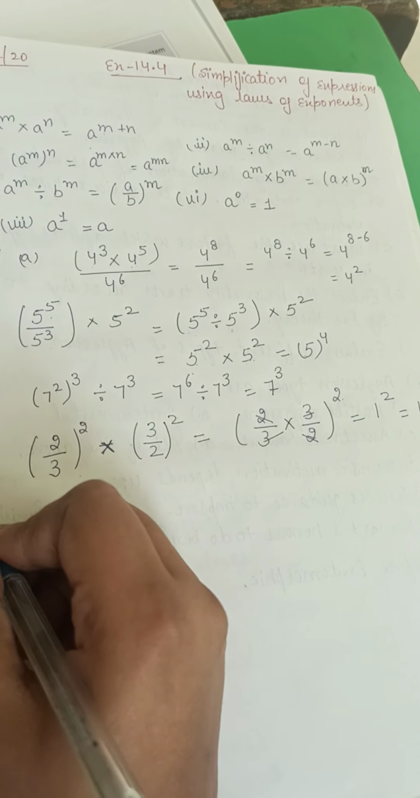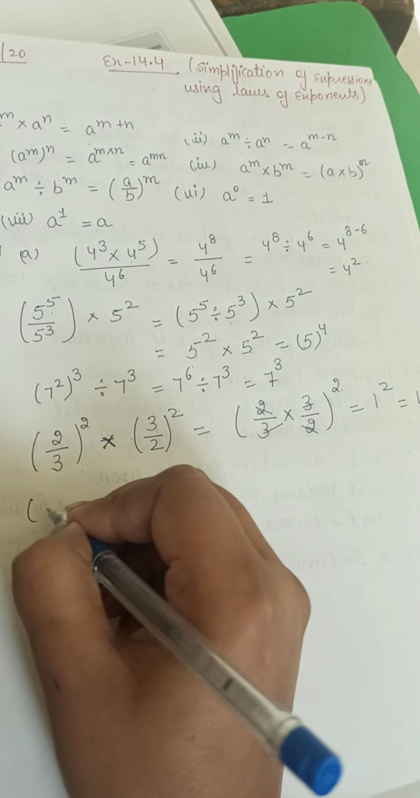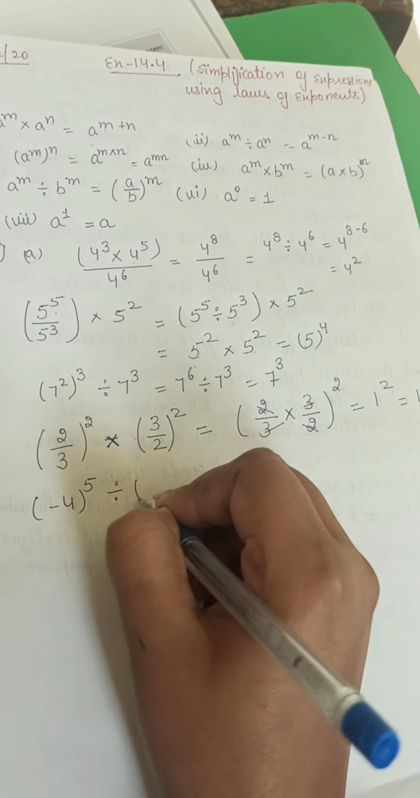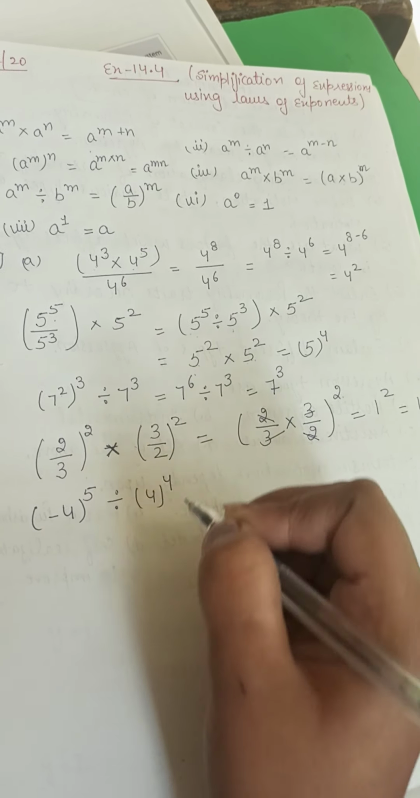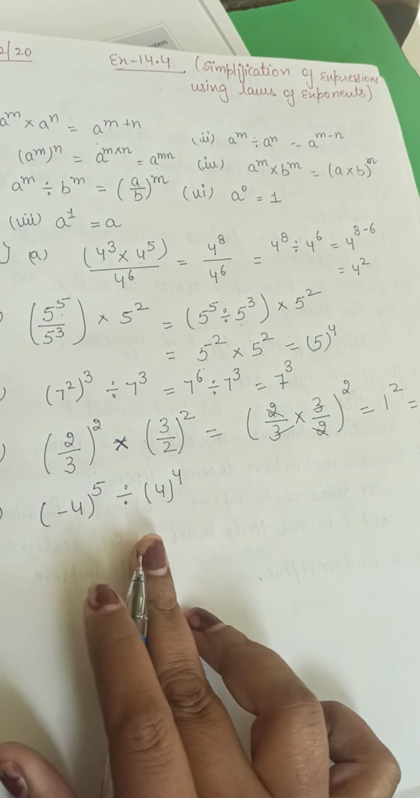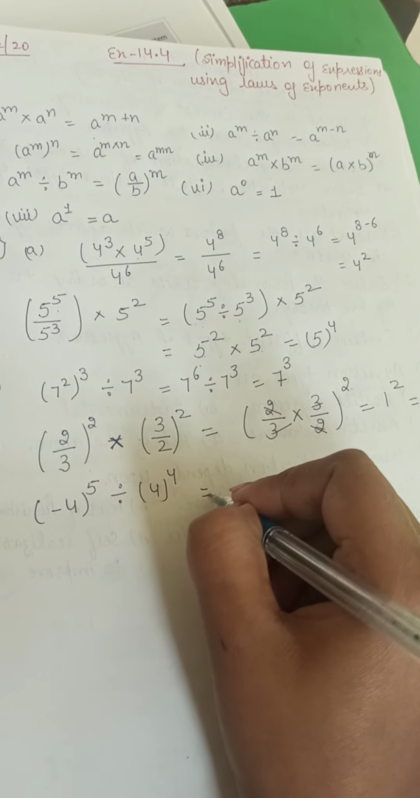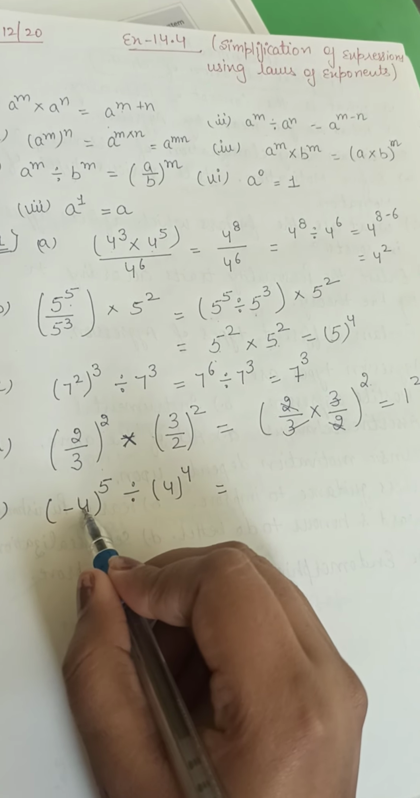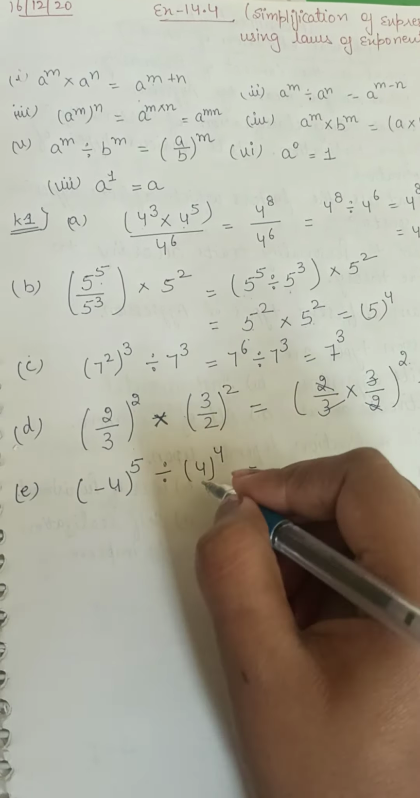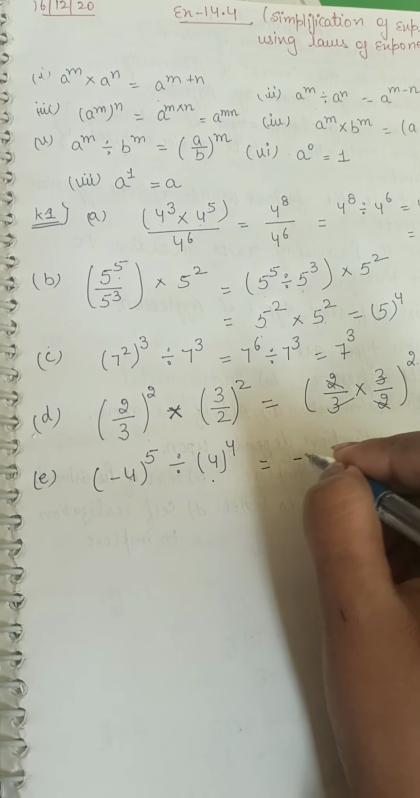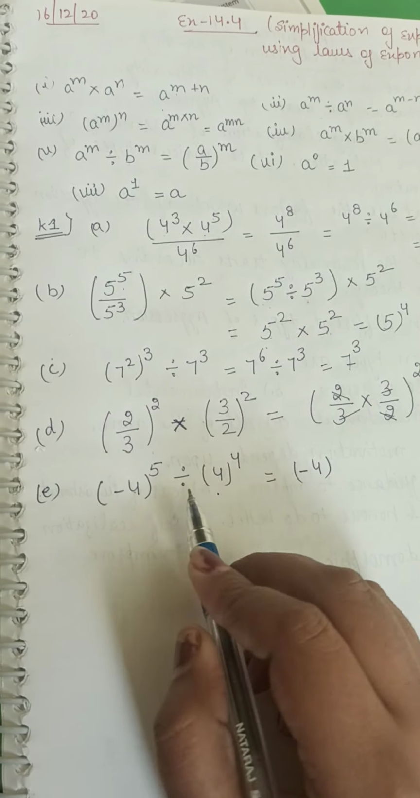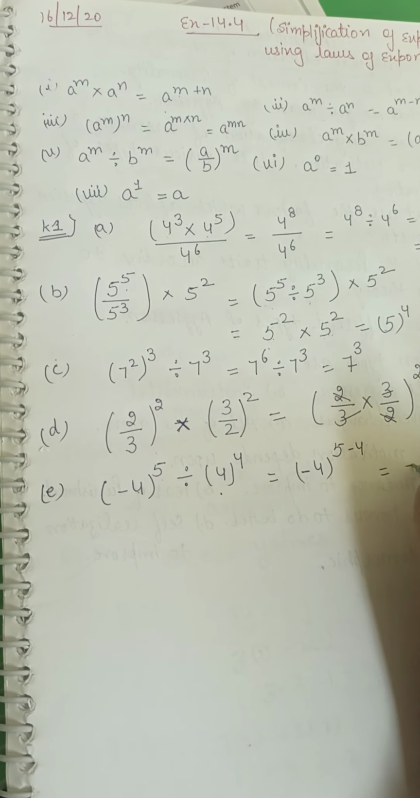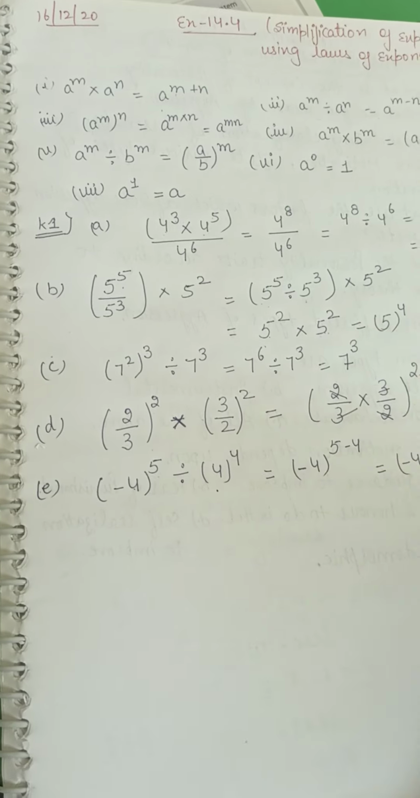Clear, students? Now come to E part. Minus 4 the power 5 divide by 4 to the power 4. Base is same, powers are different. So how will you write it? This minus 4 will remain minus and here it comes in positive. So 4 minus 4, 5 minus 4. Minus 4 to the power 1.